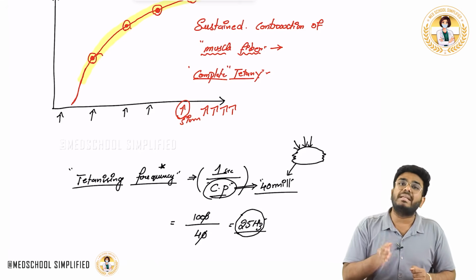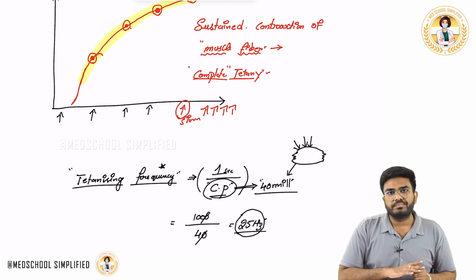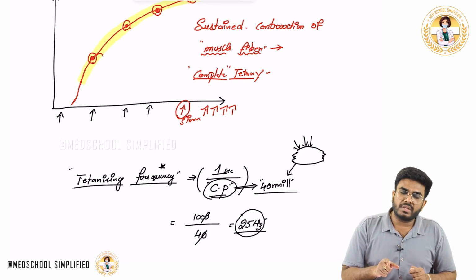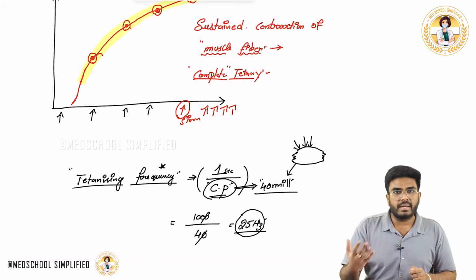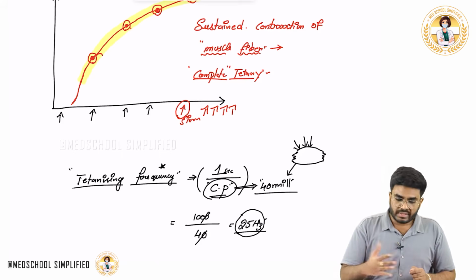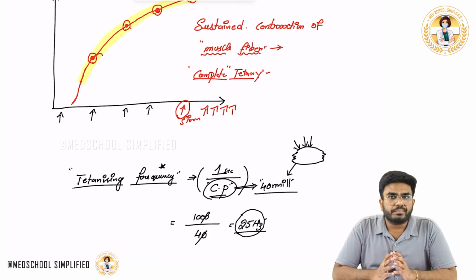It is also called treppe if it occurs in the heart. The beneficial effect is because of the availability of more and more calcium. More calcium available means more force will be generated by the muscle. With this, the total concept of motor unit is completed.